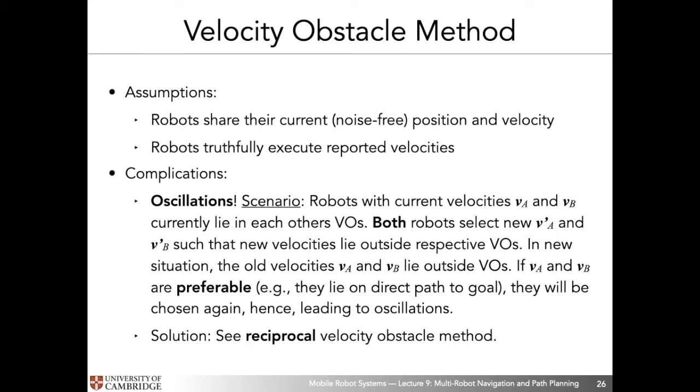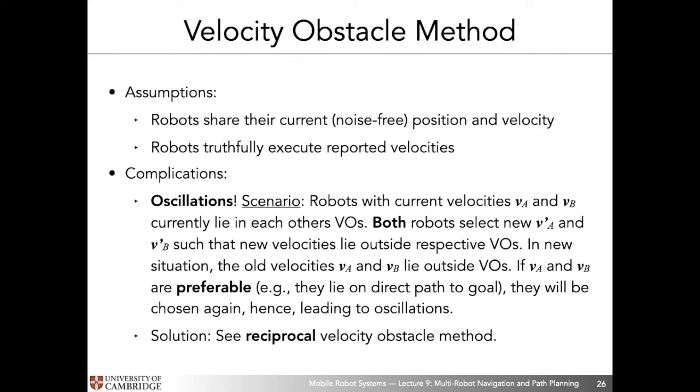So there's one key complication that I want to point out here. And this complication has as a consequence that our robots might actually oscillate between decisions on which velocities they will be following. Now, how does this occur? So the scenario in which this occurs is as follows.